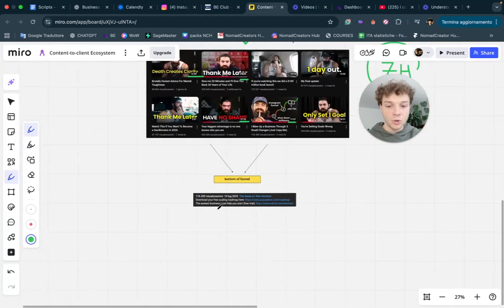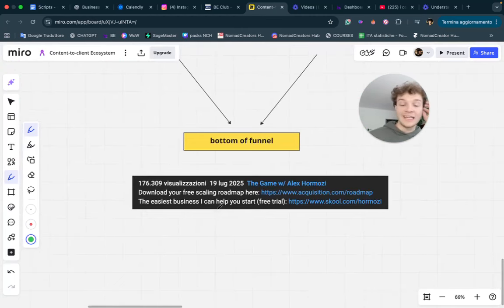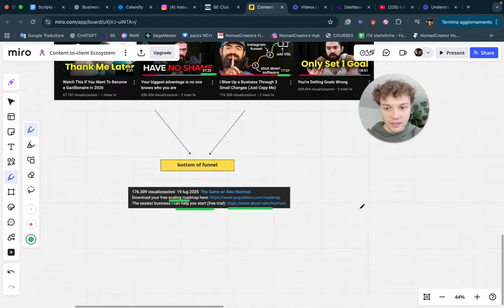In this case, Alex Hormozi makes people download a scaling roadmap. Why? Because his ideal customer profile is an entrepreneur. So if you share a scaling roadmap, it's amazing. Essentially it gives a roadmap, but the person gives you their details, and then those details are the leads. Or the easiest way is to lead them into School, which is another platform.